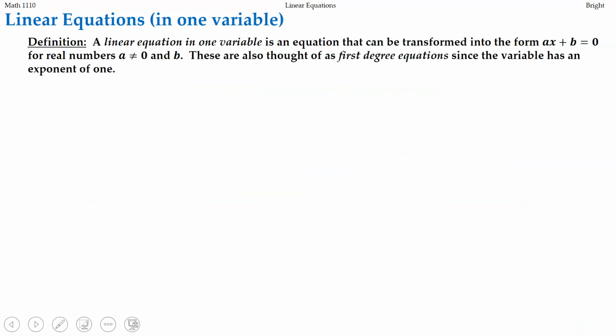And this is just something that looks like, or that we can transform into a form that looks like ax plus b is equal to 0. Again, it can be transformed into that. Doesn't mean it is that right off the bat. And so we have to have a not 0 and then b a number. These are also known as first degree equations.